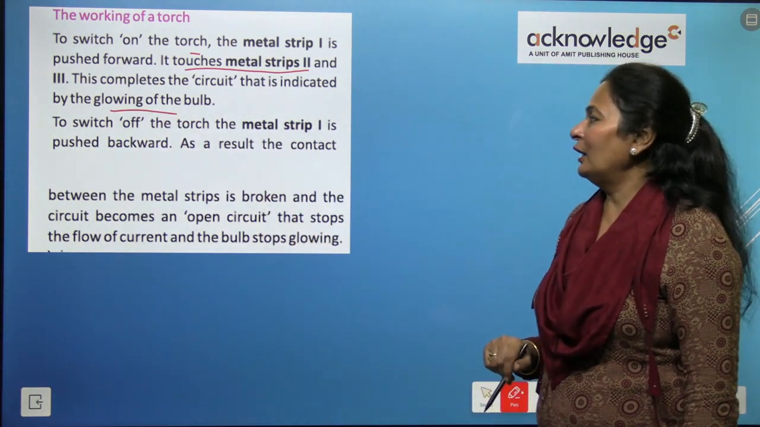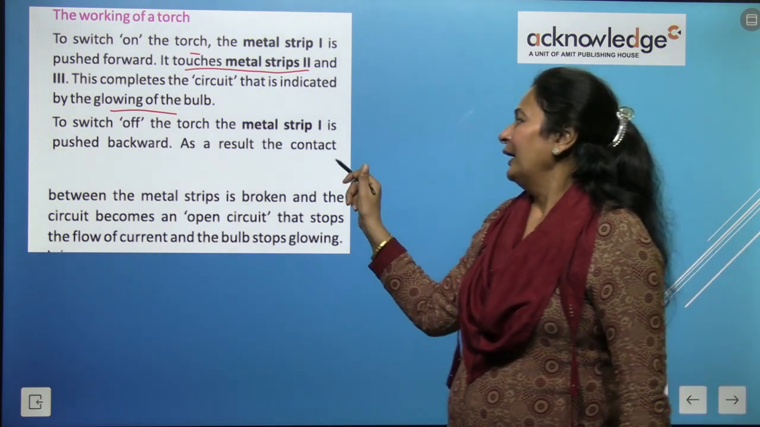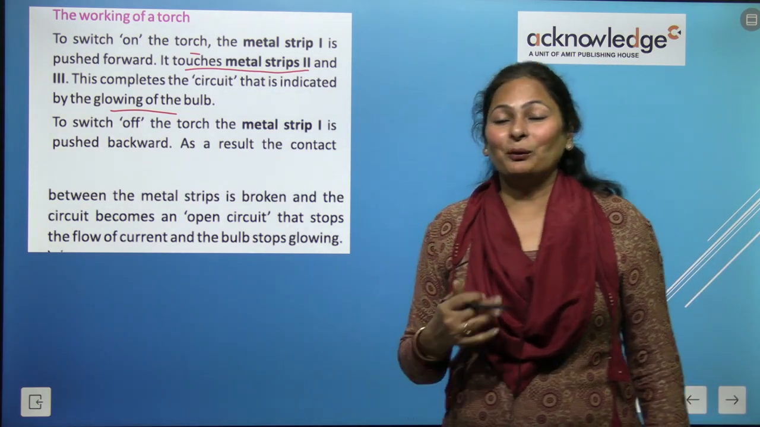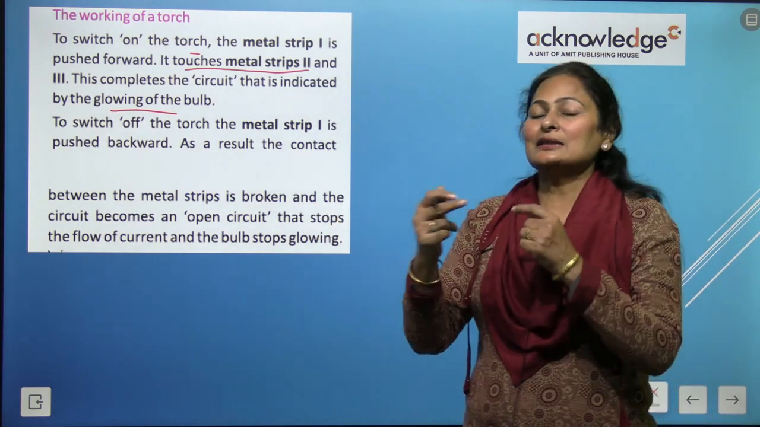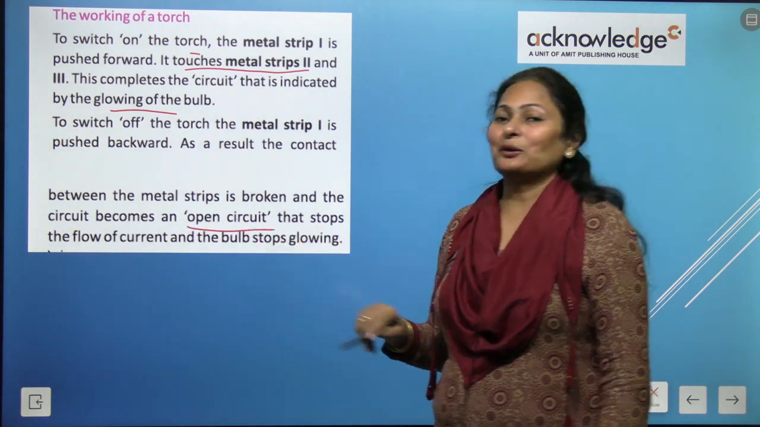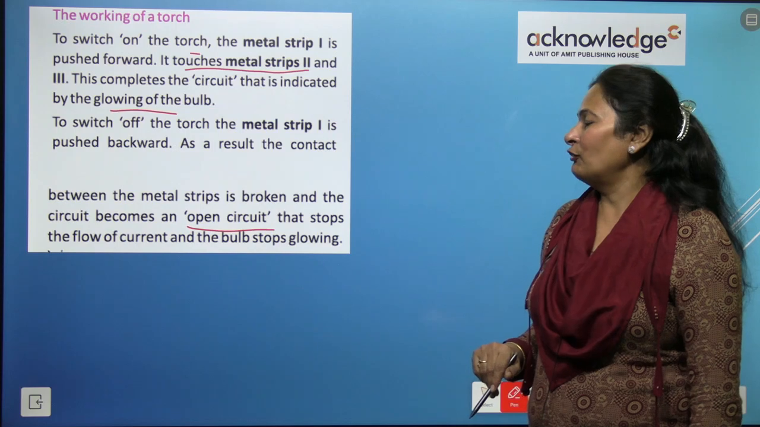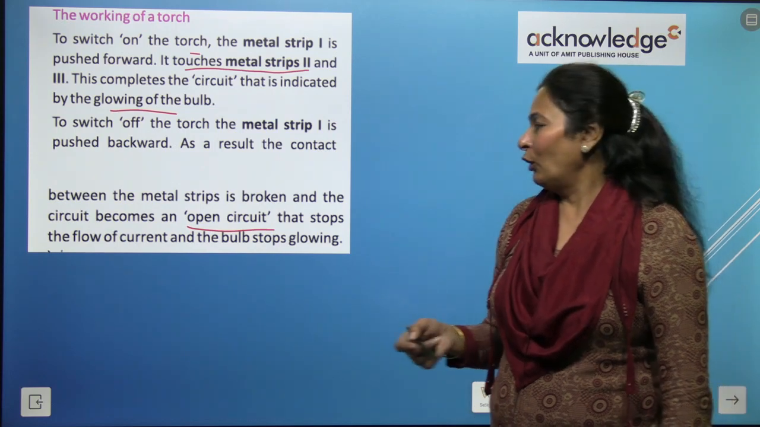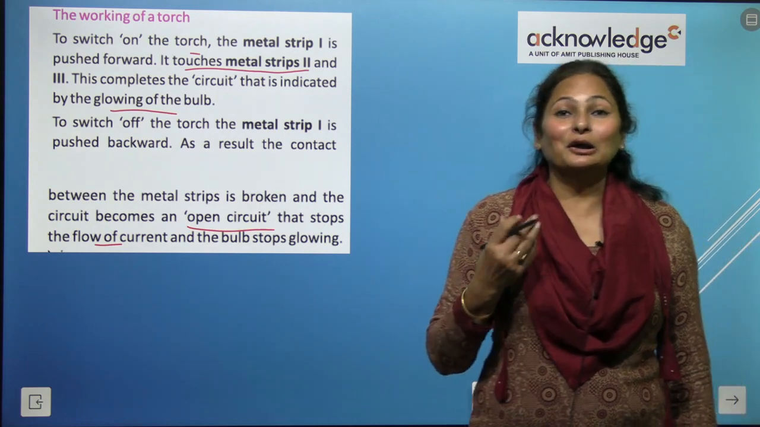Now switch off the torch. The metal strip 1 is pushed backward. As a result, what will happen? The contact between the metal strips is broken and the circuit becomes an open circuit, and that stops the flow of current and the bulb stops glowing.